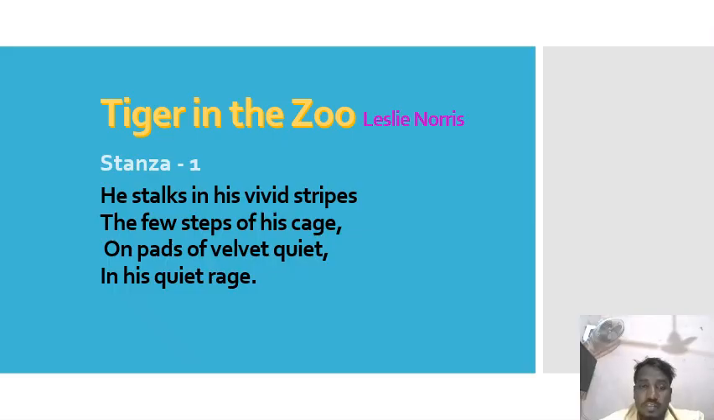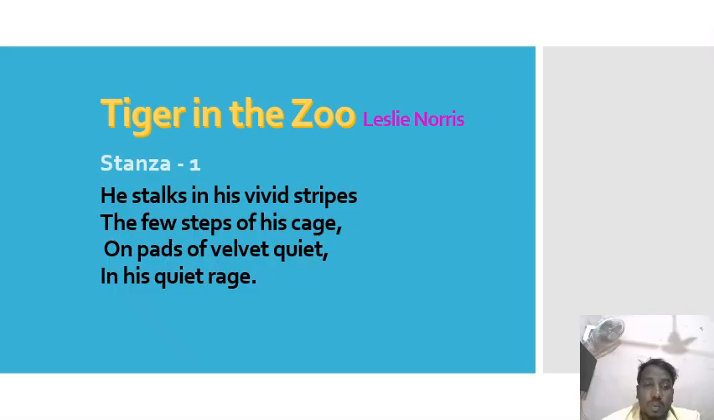He stalks in his vivid strips the few steps of his cage on pads of velvet quiet in his quiet rage. Okay, first of all, before explaining the stanza, let me tell you the theme of this poem: captivity versus freedom. That is the theme of this poem. That's how we see in the lines of the first stanza.